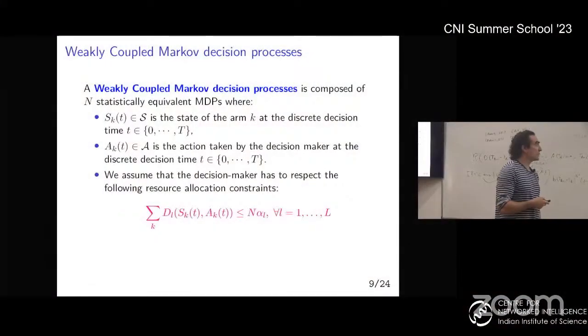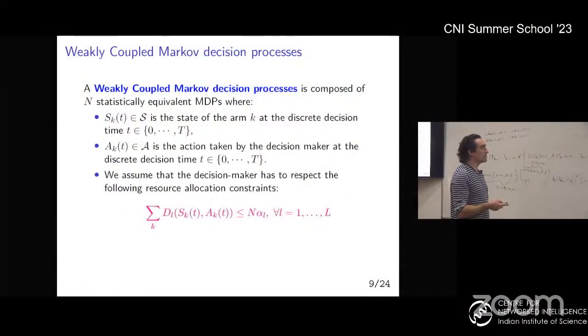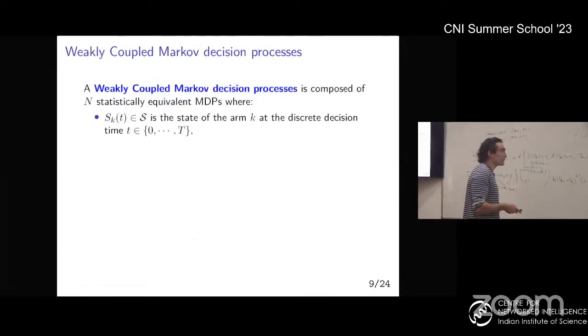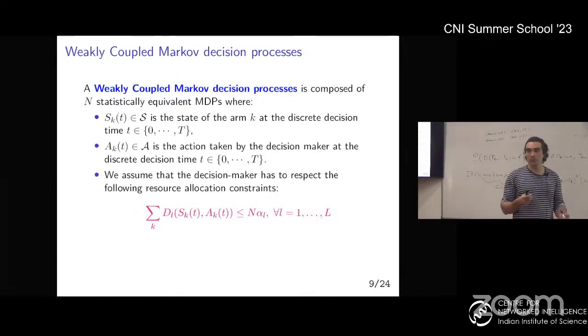And we assume that the decision maker has to respect the following resource allocation constraints. Basically, the constraints now depend on the state of arm k and also on the action. In the previous example, it only depended on the actions, because it did not come naturally to put a constraint on the state. But for example, when you look at the deadline scheduling problem, because your state is of size 2, most likely you can formulate it with this type of constraint.